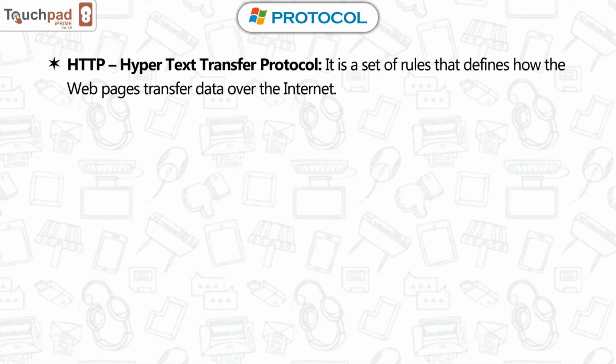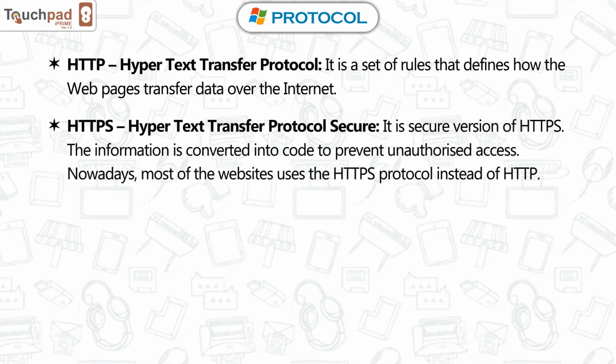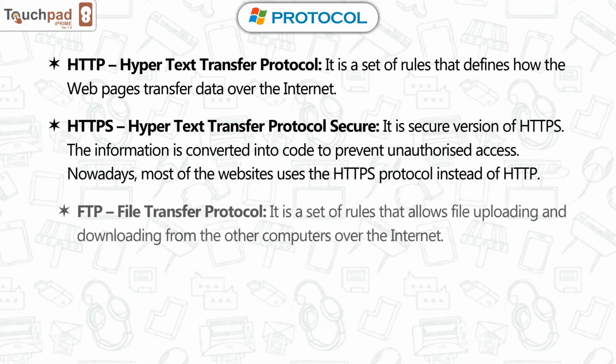It is a set of rules that defines how the web pages transfer data over the internet. HTTPS, Hypertext Transfer Protocol Secure. It is the secure version of HTTP. The information is converted into code to prevent unauthorized access. Nowadays, most of the websites use the HTTPS protocol instead of HTTP.